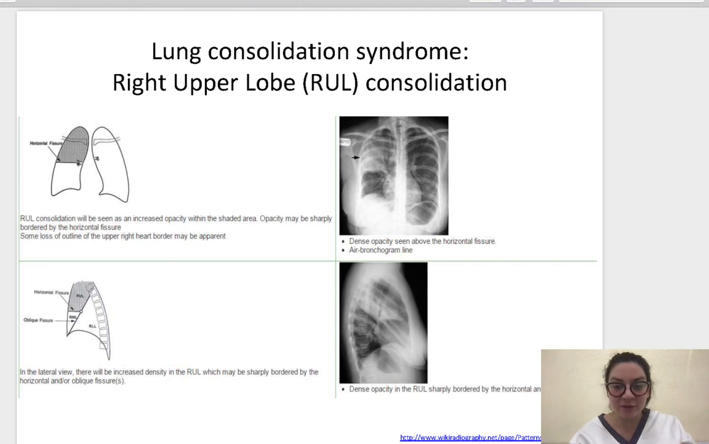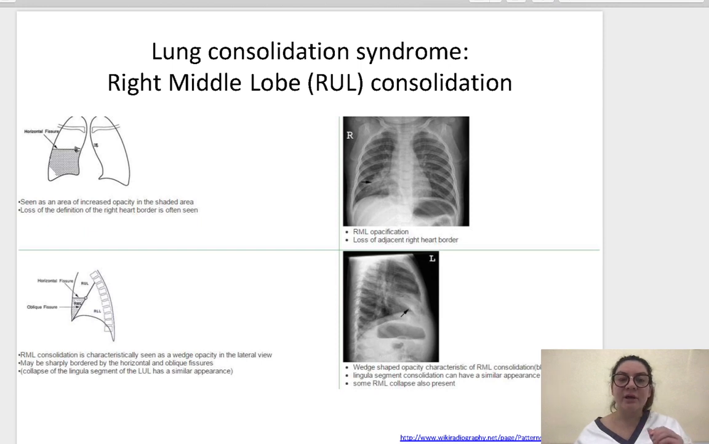And on the X-ray you see how good it is seen here, this diagonal between lobes, yes, and here in the lateral view the affecting of the right upper lobe is very well visible.